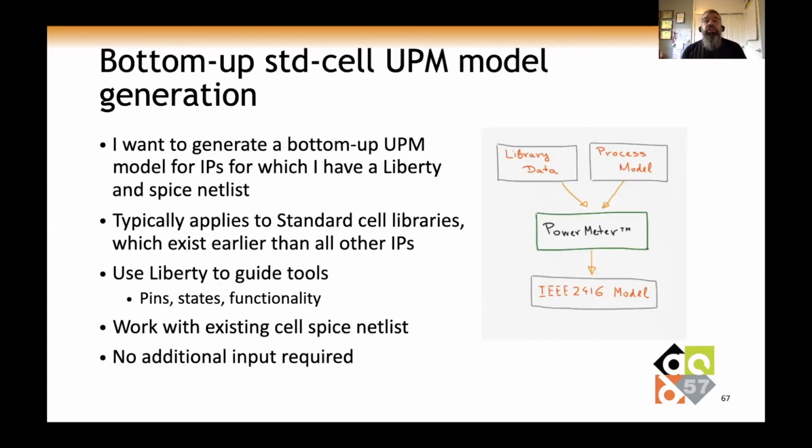As I just mentioned, we needed to generate bottom-up UPM models for our standard cell libraries. For these libraries, I did have Liberty files, but not for my power corners, and I also had a SPICE netlist. We applied our power meter flow, which is typically applied in cases like this where we have some kind of Liberty file and some kind of SPICE netlist. We use these to guide what kind of characterization and simulations the tools should perform, and they work as is. There are no additional tool inputs. As a result, the tool will generate an IEEE 2416 compliant UPM power model.